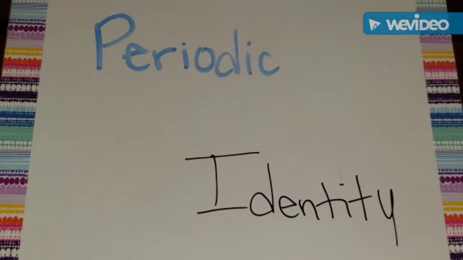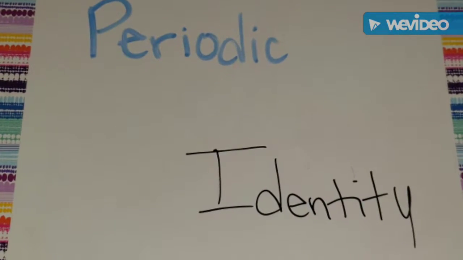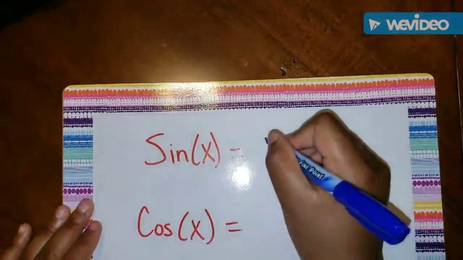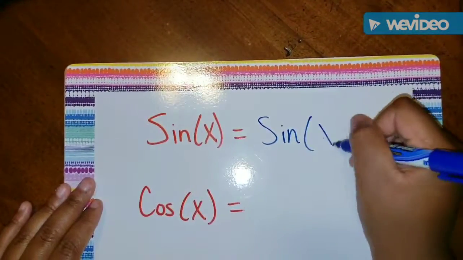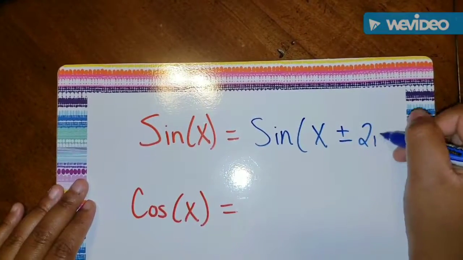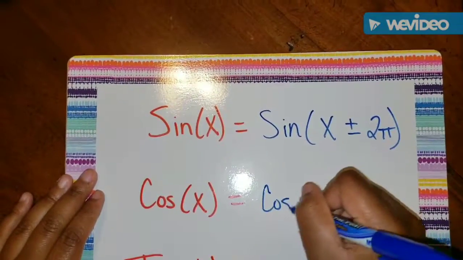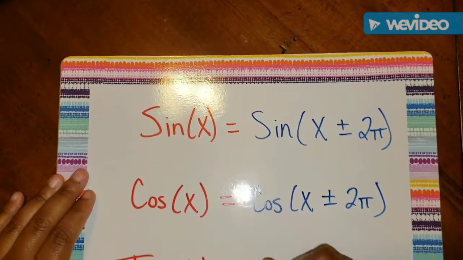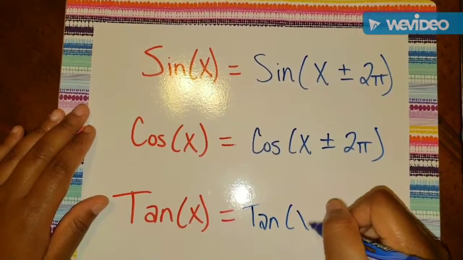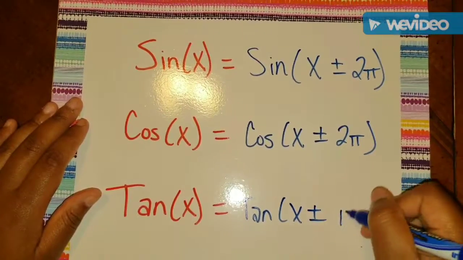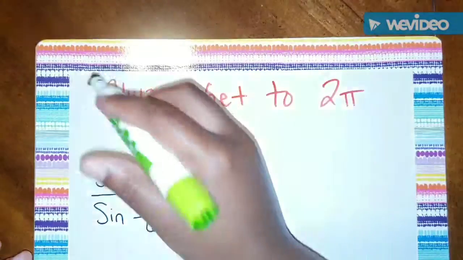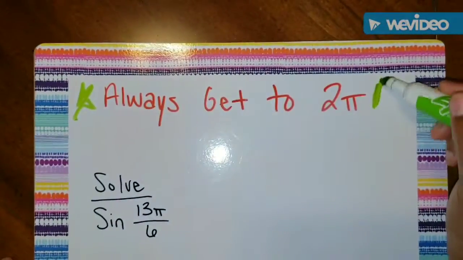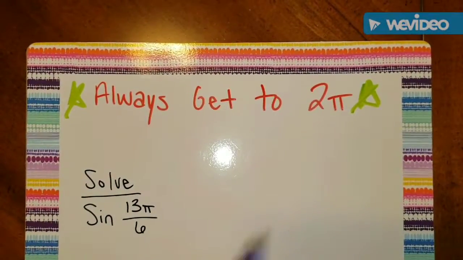So now let's talk about the periodic identity. So sine x is equivalent to sine x plus or minus 2 pi, and cosine x is equivalent to cosine x plus or minus 2 pi. Tan x is equivalent to tan x plus or minus pi, and these are all for their domains. So you always want to try to get to 2 pi when you're breaking down these numbers.